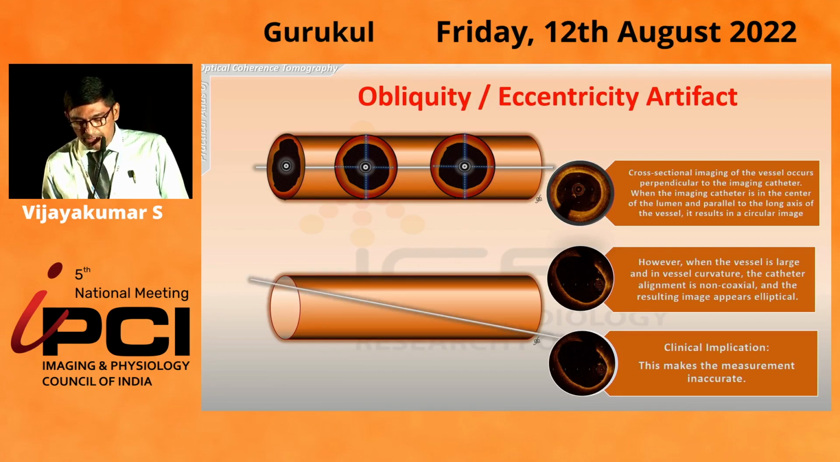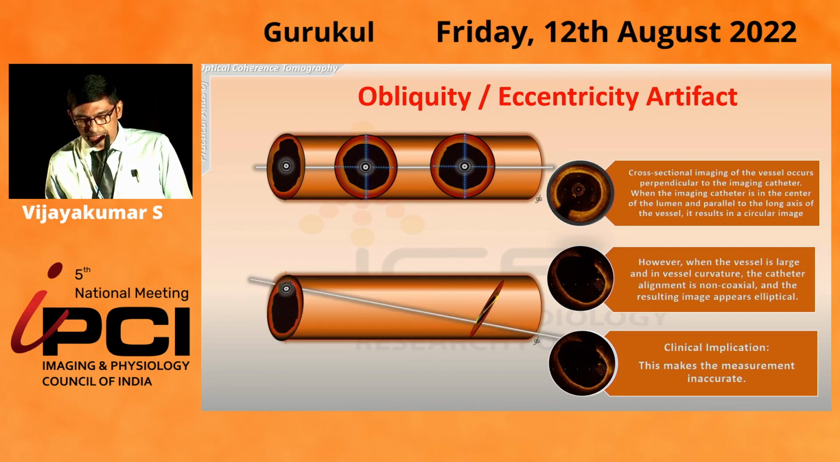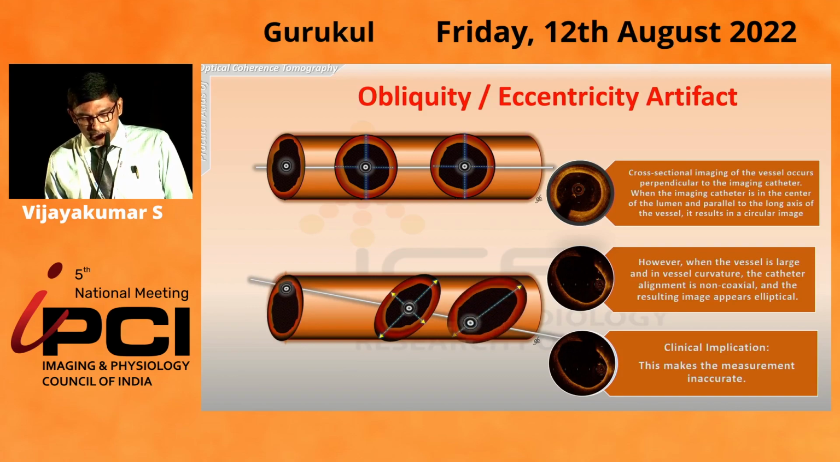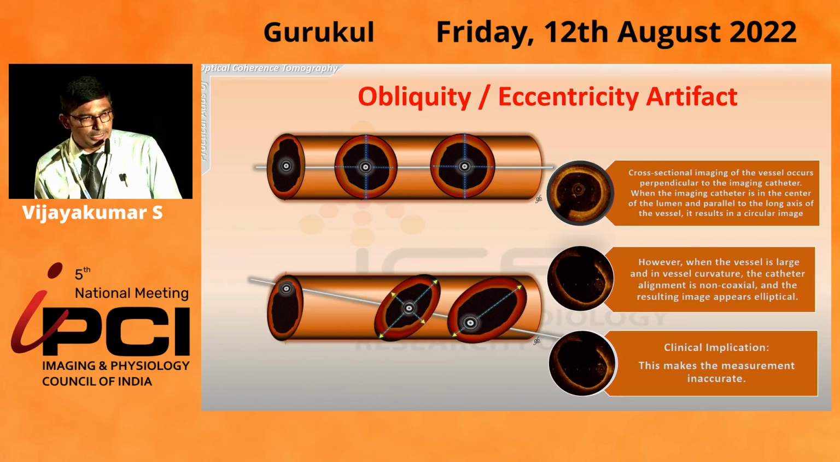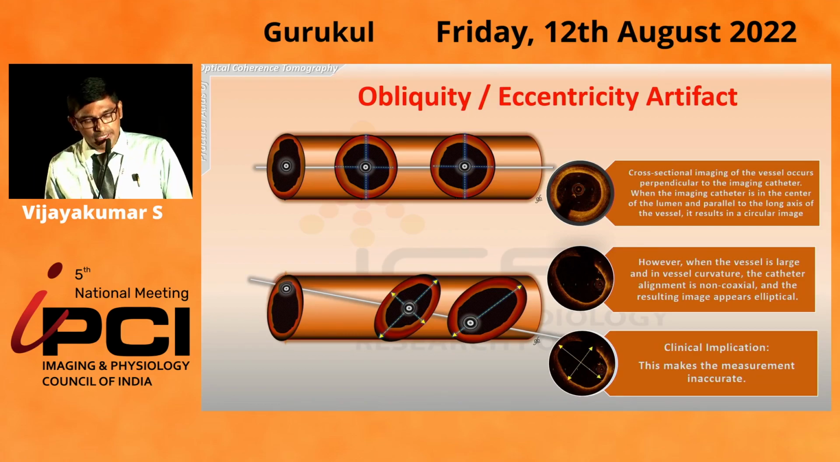However, when the vessel is large or you're imaging in a curvature, the catheter alignment is non-coaxial and the resulting image appears elliptical. What is the clinical implication of this artifact? This makes your measurements inaccurate. Moving on to the next one.